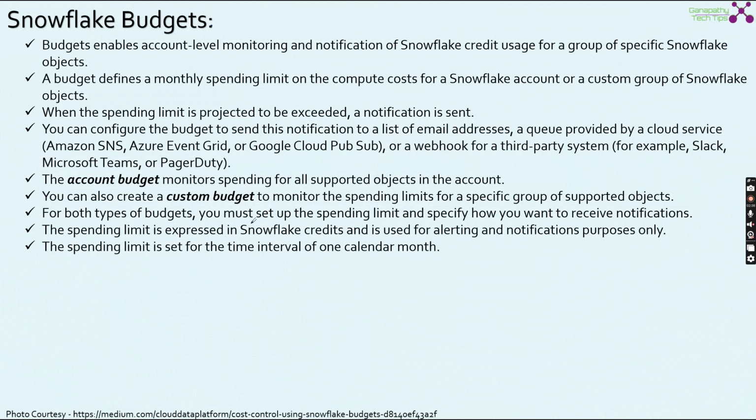For both types of budgets, you must set the spending limit and specify how you want to receive the notifications. The spending limit is expressed in Snowflake credits and it is used for alerting and notification purposes only. The spending limit is set for a time interval of one calendar month. These are all the things which you need to know.